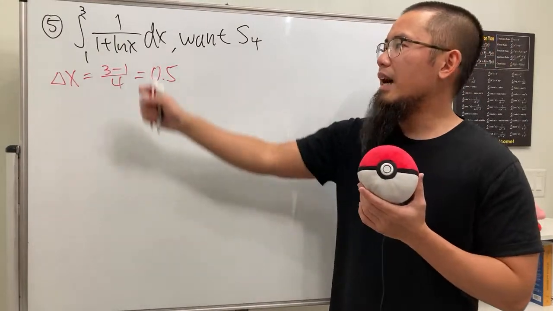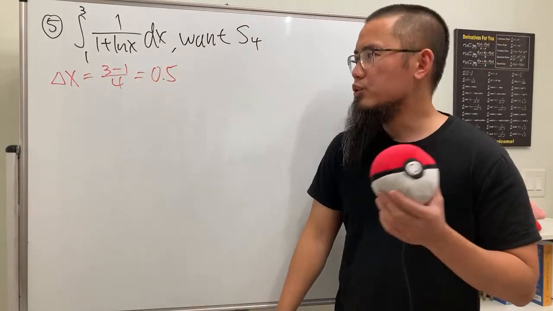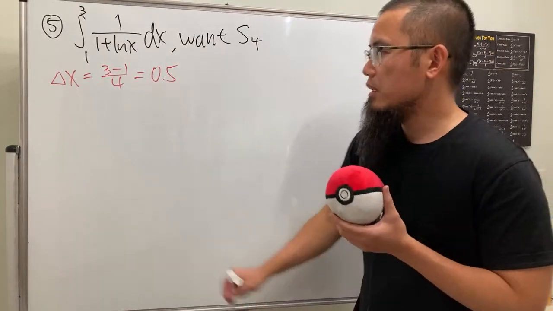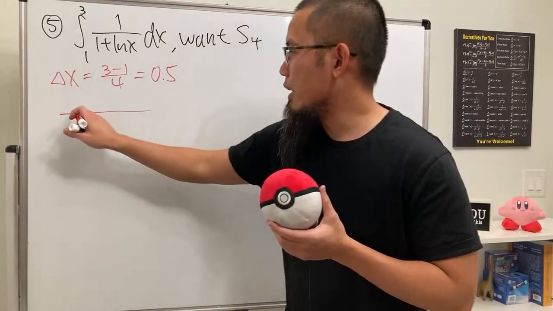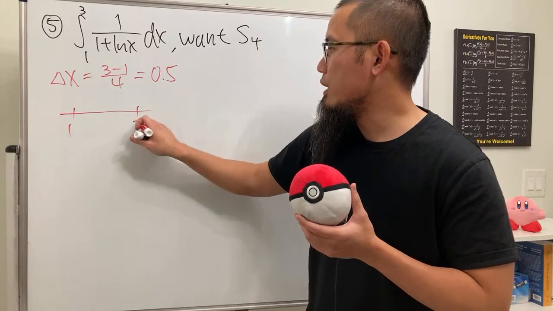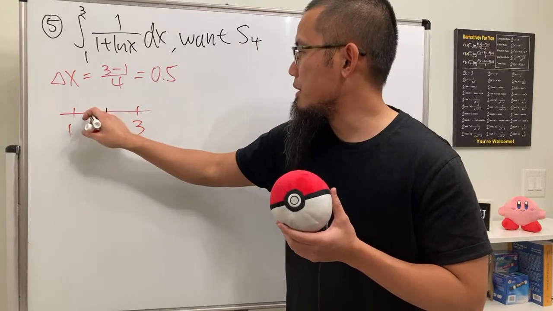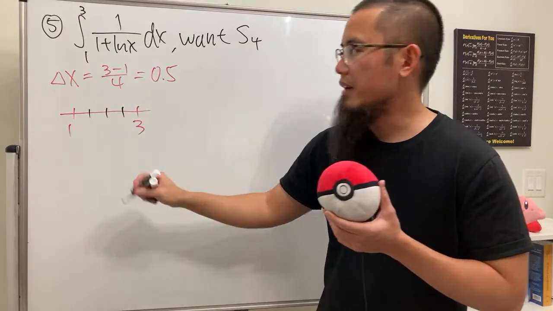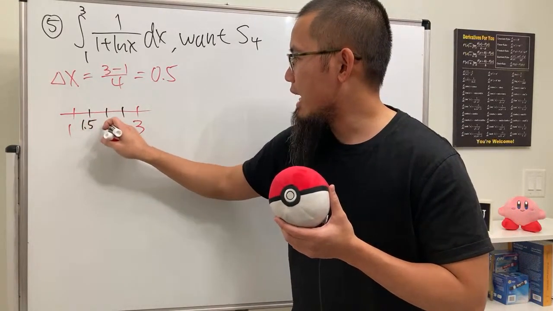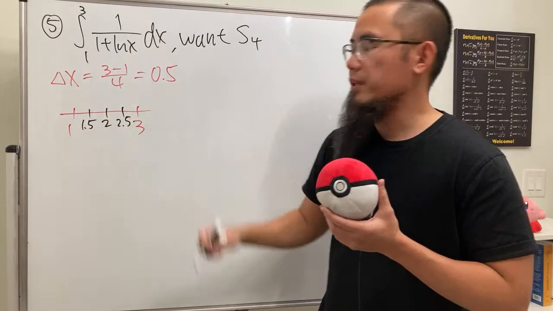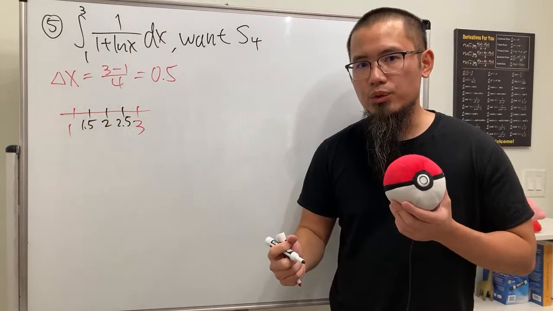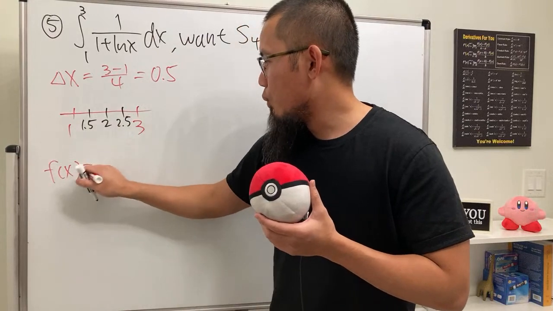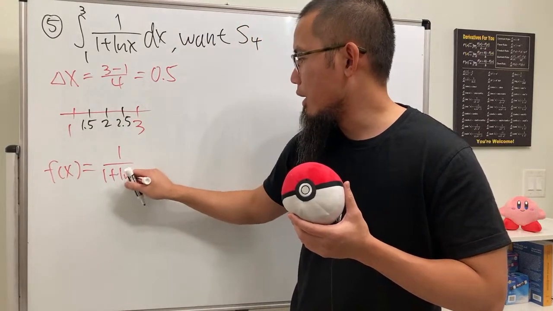You don't really have to graph this function, but rather you just have to draw a number line so you can see what x values you are going to use. We go from 1 to 3, and we make it into 4 pieces. Each piece has width 0.5. So this is 1.5, and then 2, and then 2.5, and then 3. These are the x values that we are going to use, and the function is 1 over 1 plus ln x.